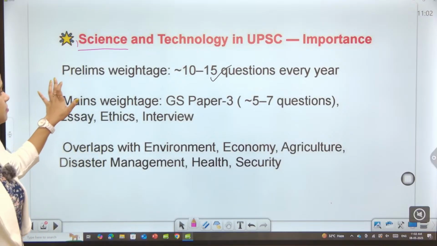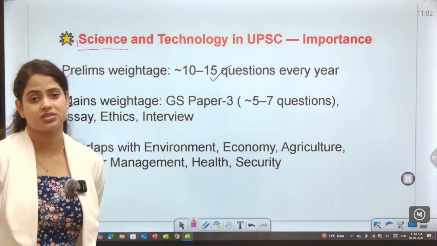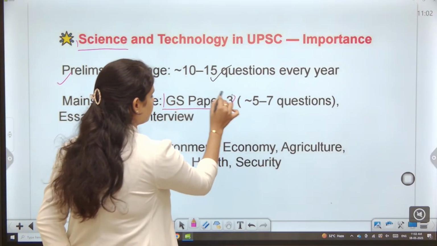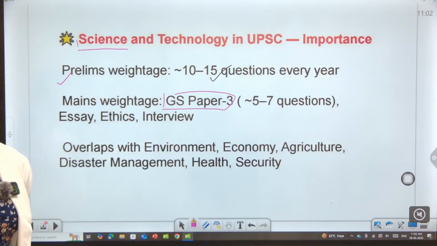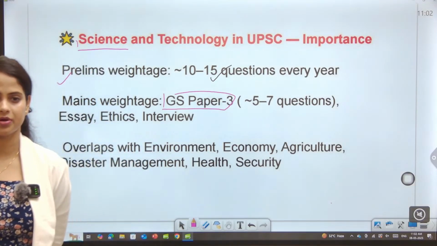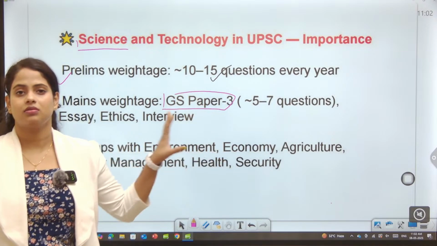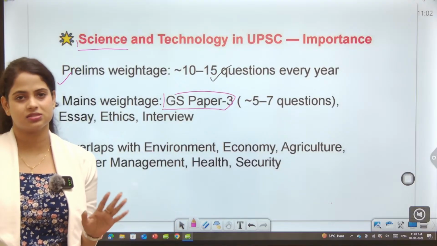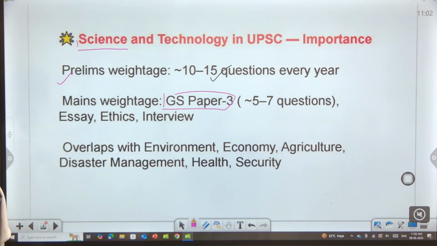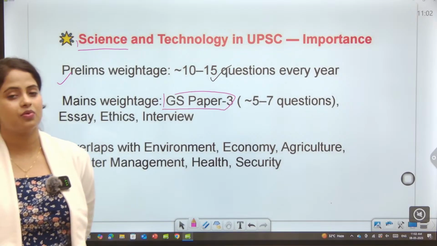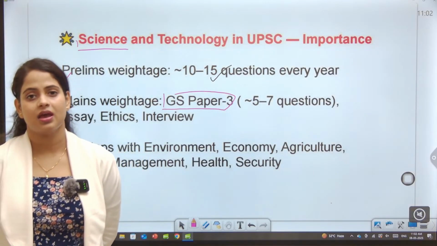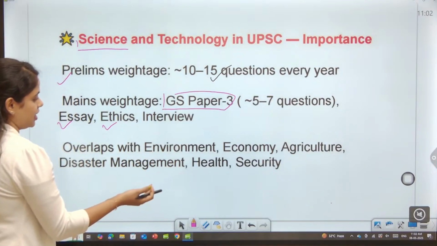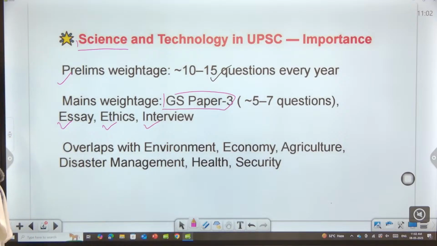So there is a prelim weightage of 10 to 15 questions every year, and the mains weightage, guys, is in paper 3 of GS, as it is also in the OPSC paper. There are approximately 5 to 7 questions that have been asked in the last 10 years, we can say. So we will see exactly what questions have been asked, and we can see the essay, and we can relate with ethics and the interview questions.